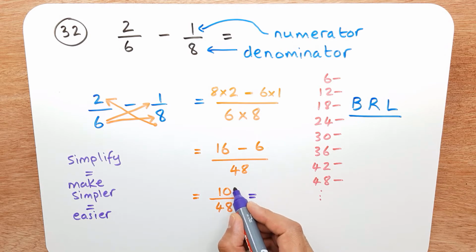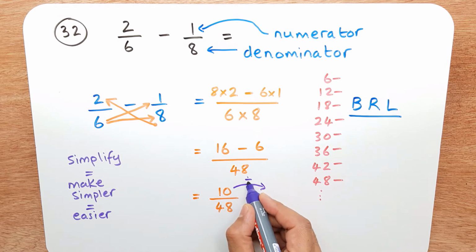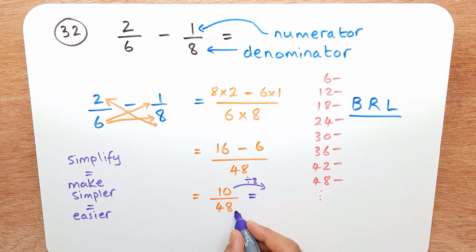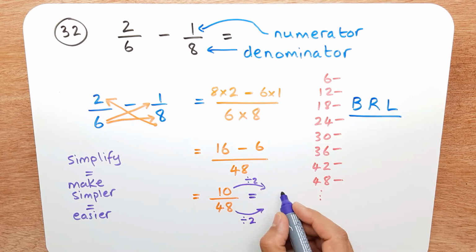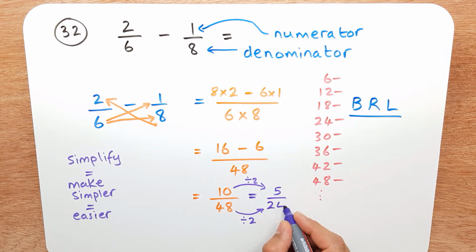I can see straight away that the 10 is in the 2 times table, so I divide that by 2. And the 48 is in the 2 times table, and I divide that by 2. So 10 divided by 2 is 5. 48 divided by 2: if I look carefully, they're both even numbers, so I can do 4 divided by 2 and 8 divided by 2. So my answer is 5/24.